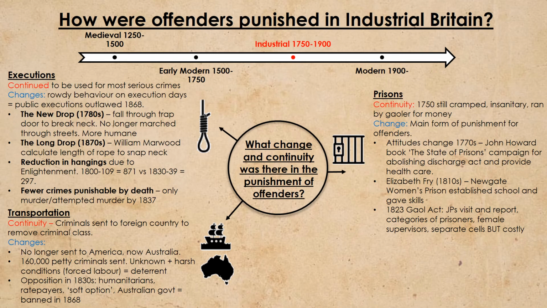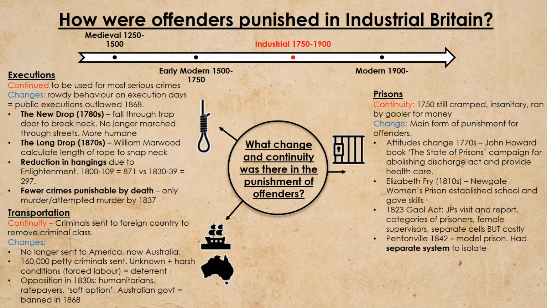The act also made female supervisors for female prisoners to stop sexual assaults occurring in prisons, and lastly it also encouraged separate cells to try and break prisoners up. But all of this is costly, so it's not implemented on the scale that it should have been.